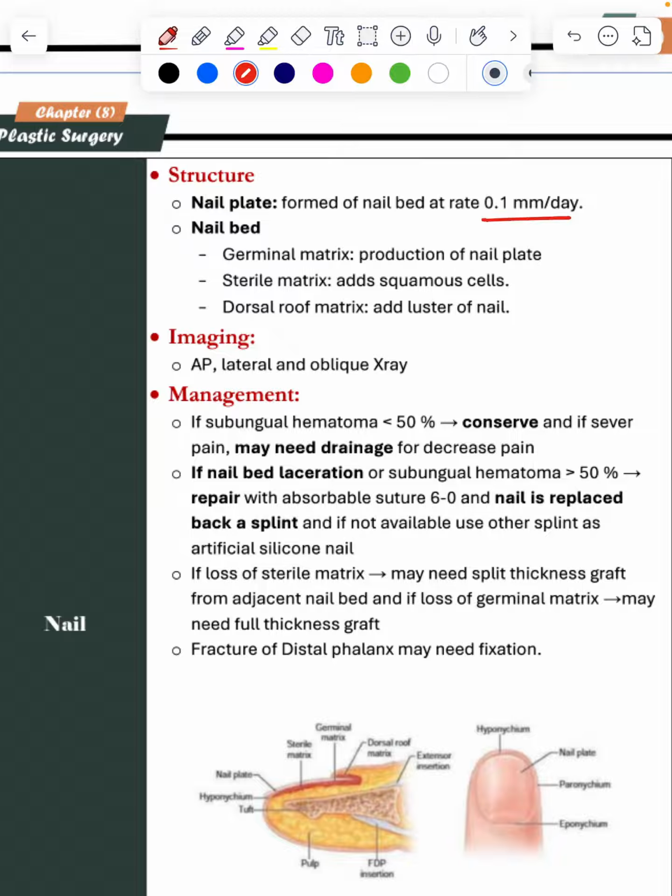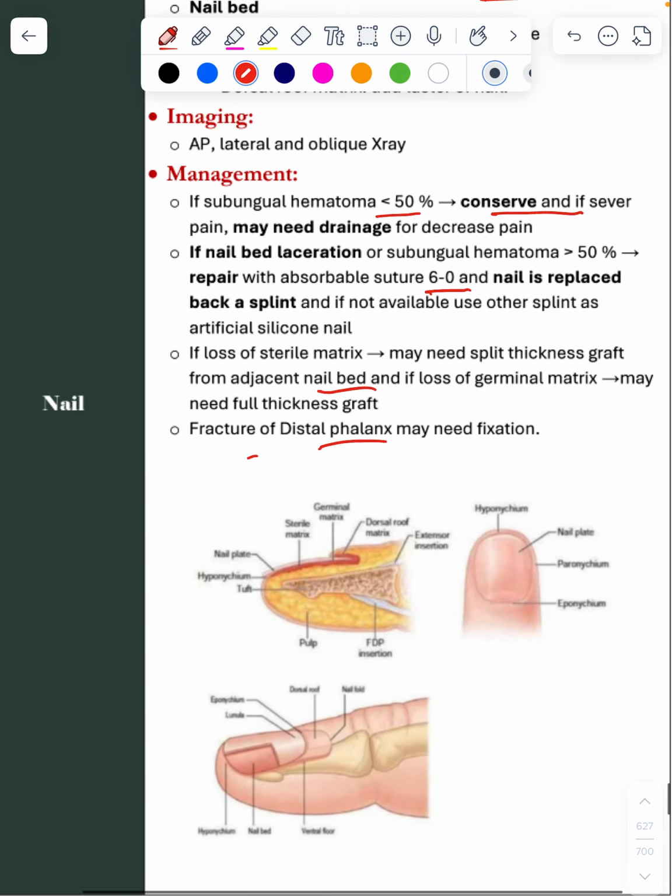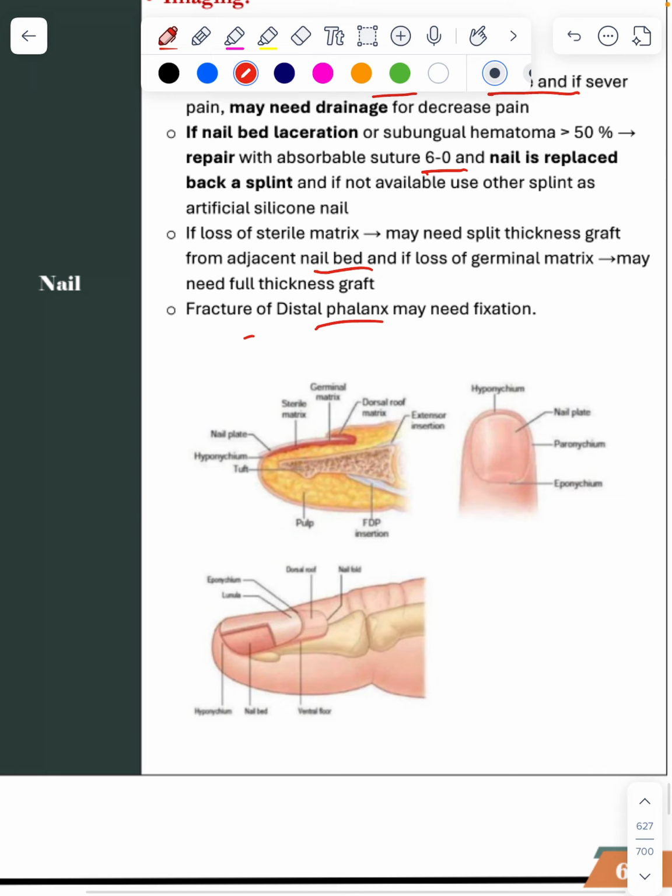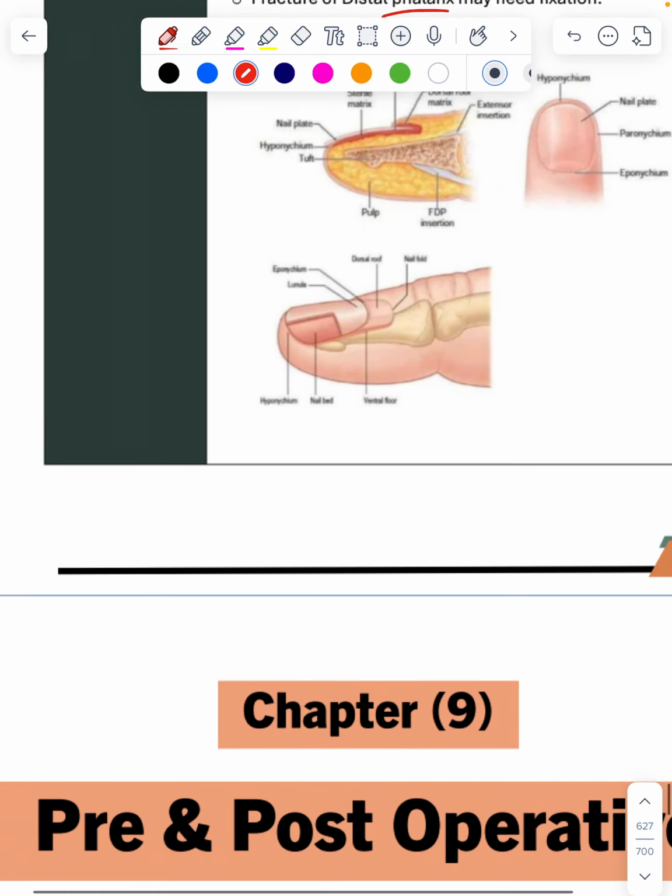AP and lateral X-ray. If subungual hematoma is less than 50%, conserve, and it may need drainage. If nail bed laceration with subungual hematoma, repair with absorbable suture 6-0 and the nail is replaced back as a splint; if not available, use a splinter. If loss of sterile matrix, which adds squamous cells, splits may come from the adjacent nail bed, and a fracture of the distal phalanx may need fixation. So the nail bed should be fixed, that is the main thing.